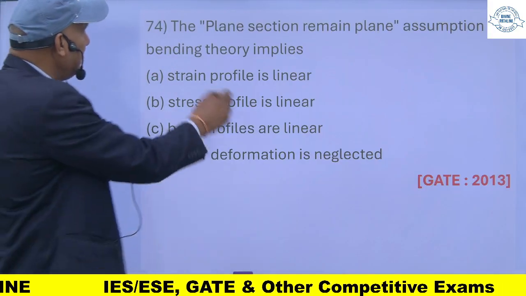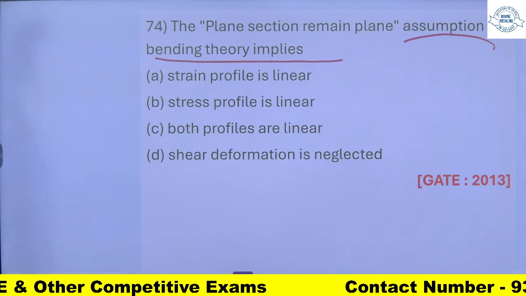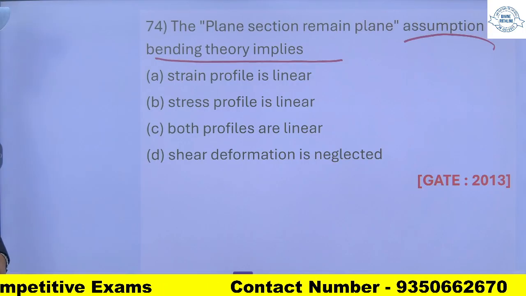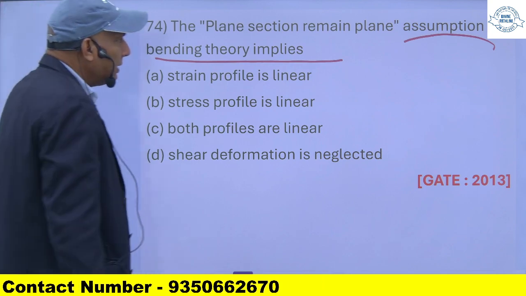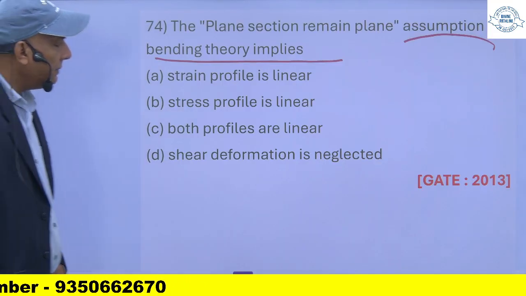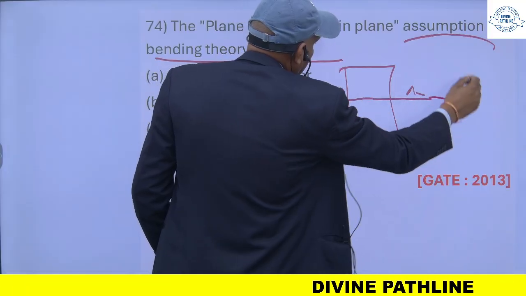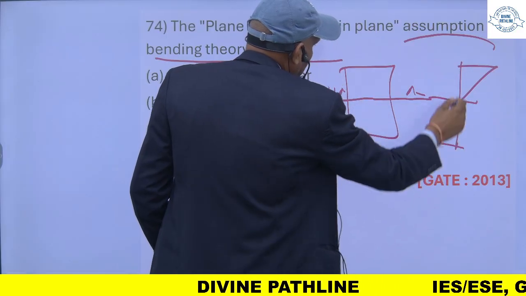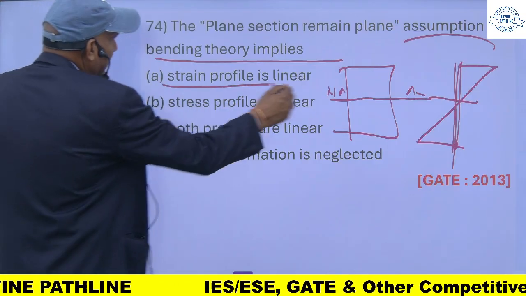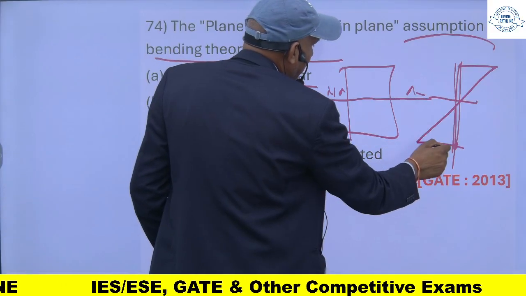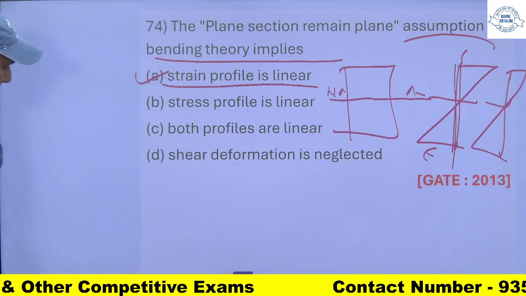The plane sections remain plane assumption in bending theory implies the strain profile is linear and the stress profile is linear. Both profiles are linear, and shear deformation is neglected. So plane sections remaining plane is based on the bending theory. The strain variation is linear, based on strain relations. This is my strain, and the stress diagram is also linear. This one is the right option.